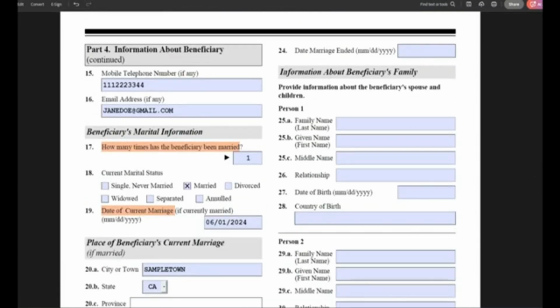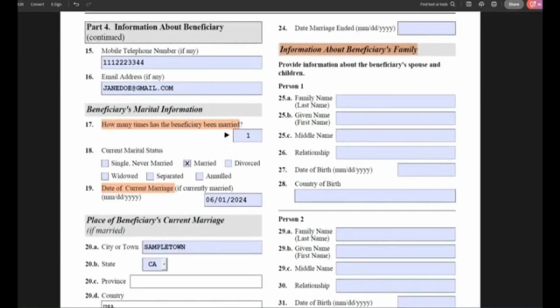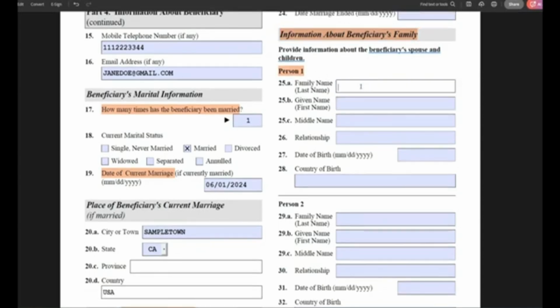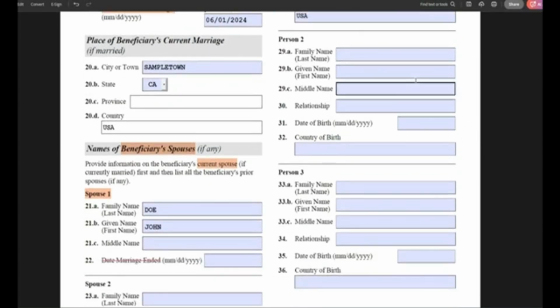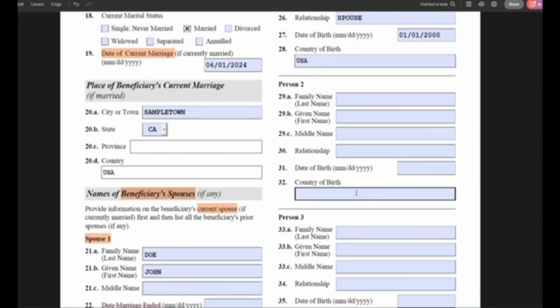Moving on, provide information about beneficiary's family. So this is asking to provide the information about beneficiary's spouse and children. So we will once again, person 1 will be beneficiary's spouse if beneficiary is currently married. We will once again type in John's name here because John is Jane's spouse. And if your beneficiary has any children, then the children will go in here.